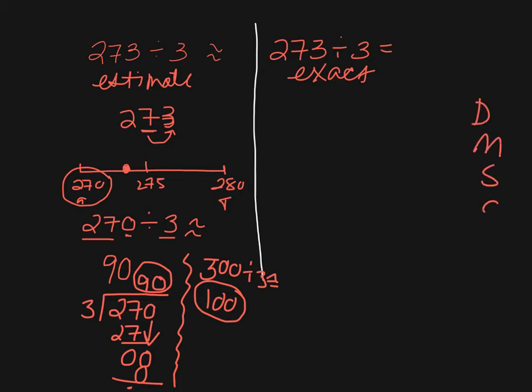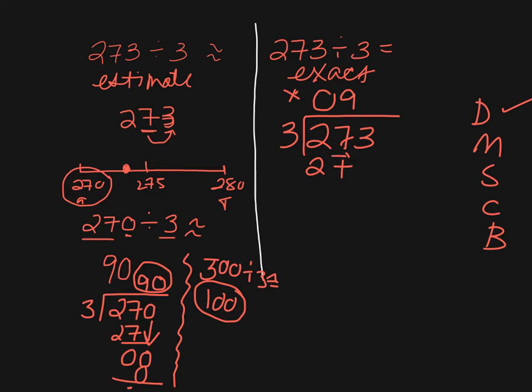So we have 273. It's the dividend. It lives inside the den, divided by 3. 3 cannot go into 2. That divisor is bigger than the first number there. But 3 can go into 27, so we divide. And then 9 times 3 is 27. Subtract. Check. Is our subtraction answer smaller than the divisor? And it is, so we're good to go. Bring down our 3.